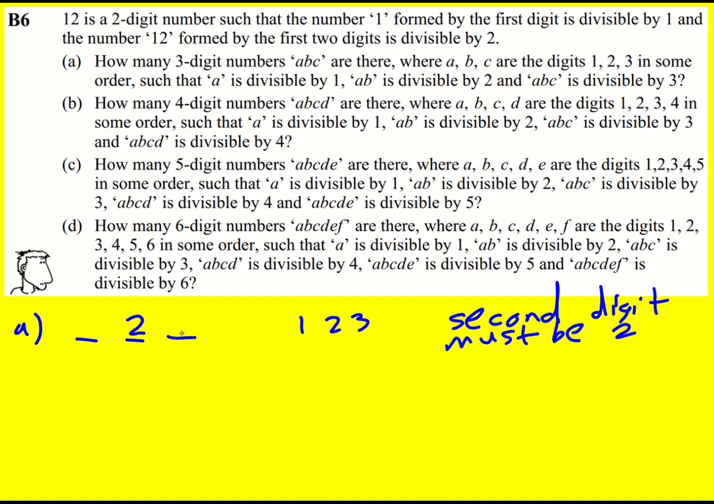Like I said, anything can be the last digit, because whatever we put in will be divisible by 3. And 1 and 3 are both divisible by 1. And so there's going to be two options here, 123 and 321. So two numbers.